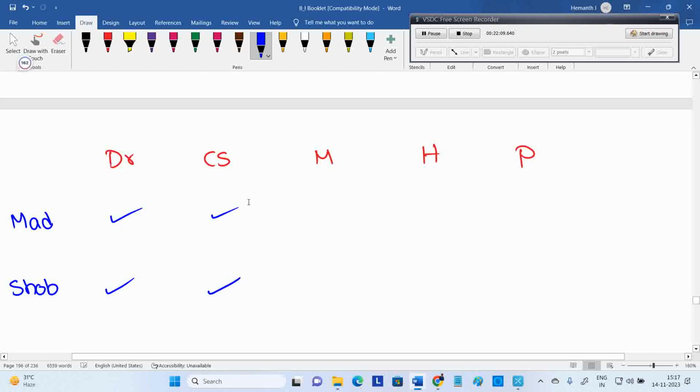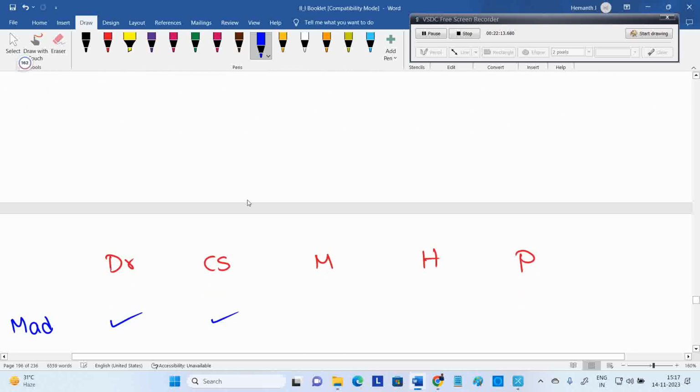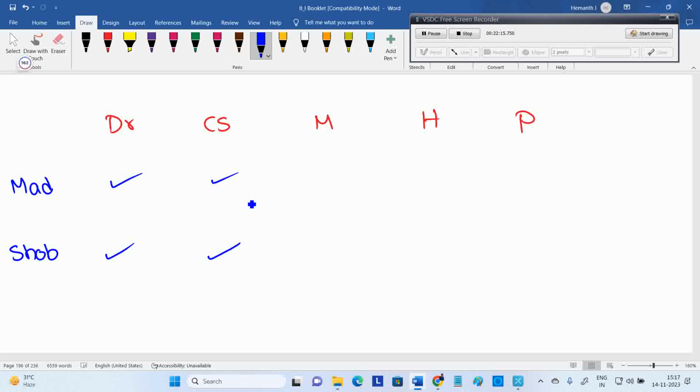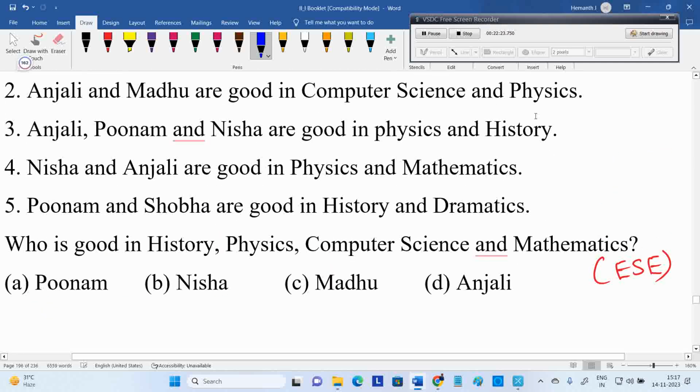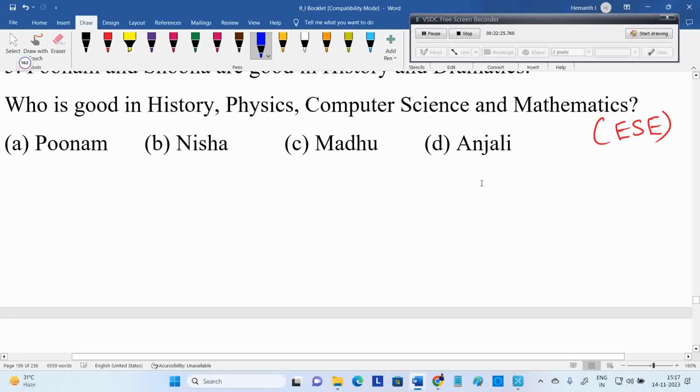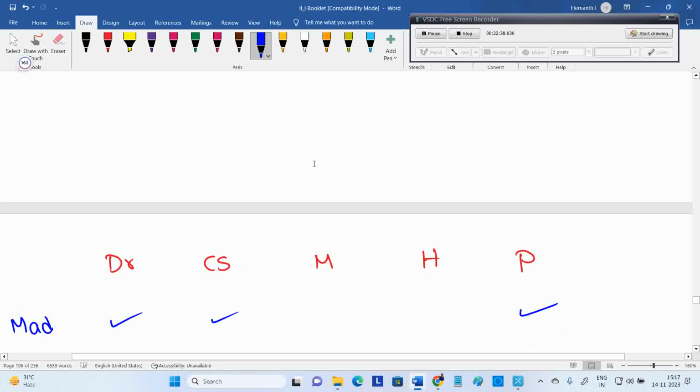Next, who is the next candidate? Anjali and Madhu. So Madhu is already there. Now Anjali is the new person. They are good in which subjects? Anjali and Madhu are good in computer science and physics. Madhu and Anjali are good in computer science and physics. Like this, we are preparing a table.